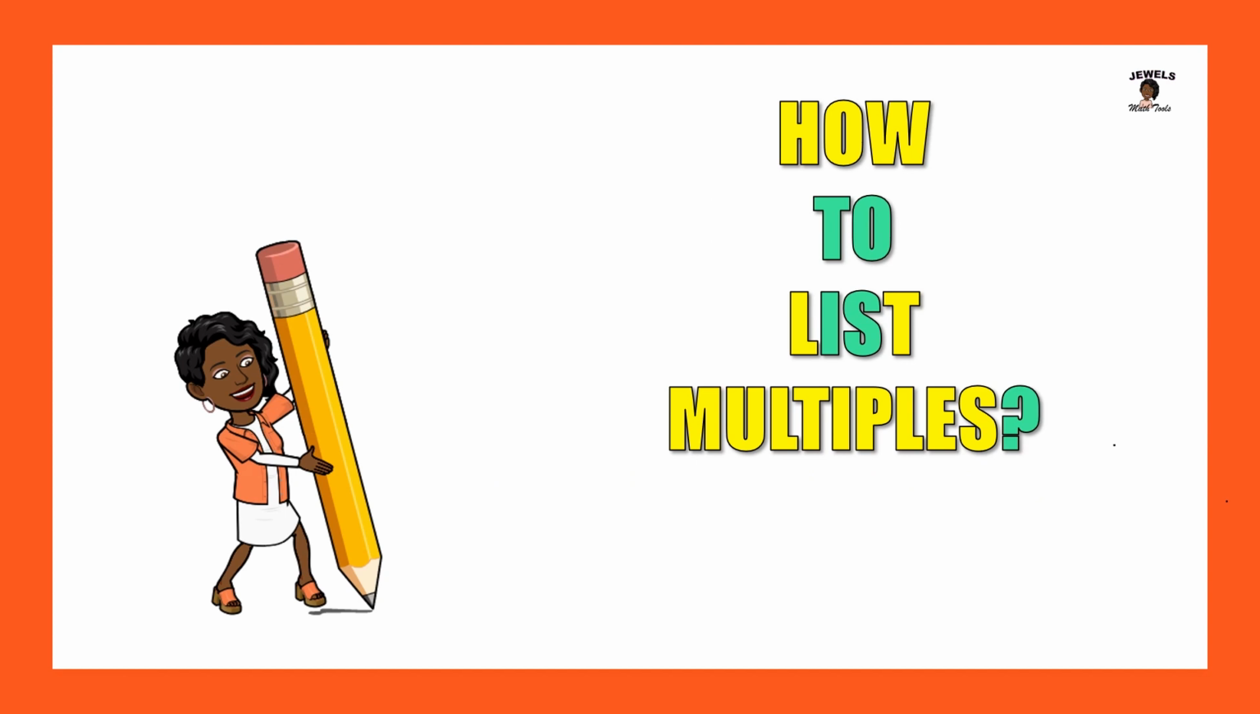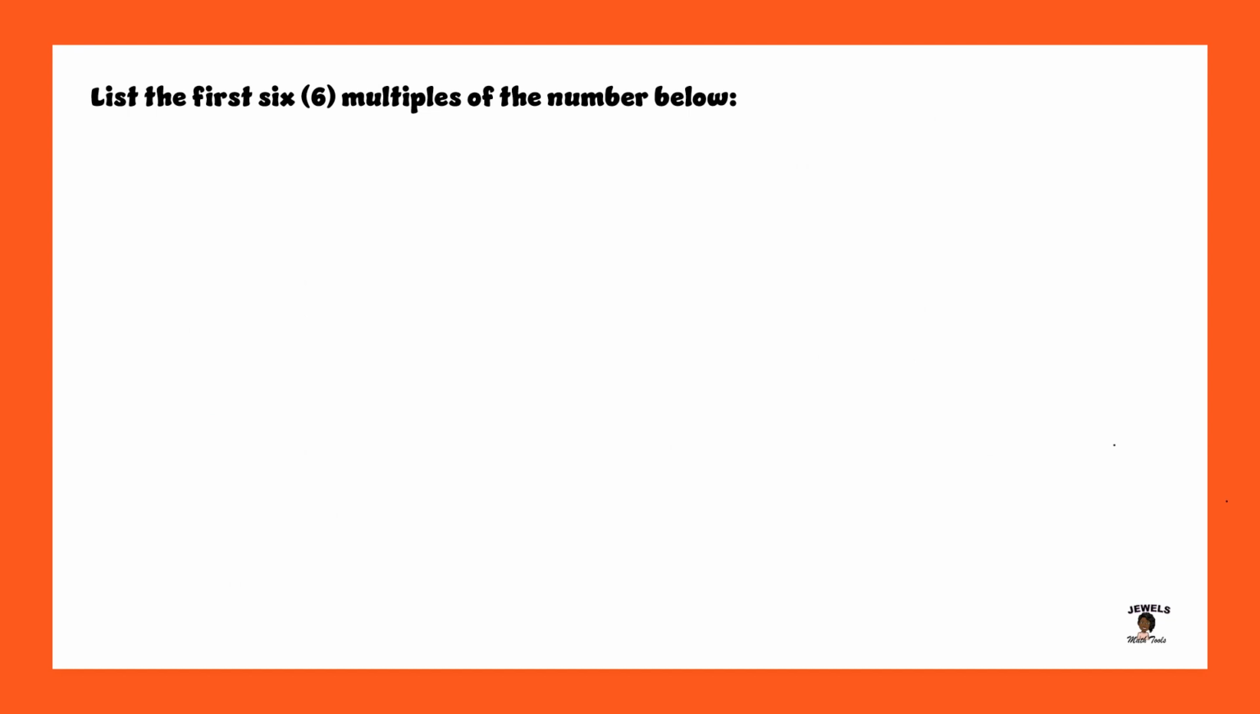So how do we actually list the multiples of a number? Now let's go through an example where we're going to be listing the first 6 multiples of two numbers. The first number we're going to look at is the number 12. And in listing my multiples for the number 12, we're going to list the first 6, which means I'm looking at the first 6 numbers in the 12 times table.